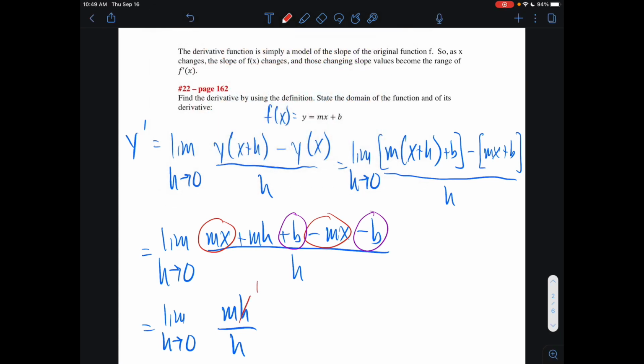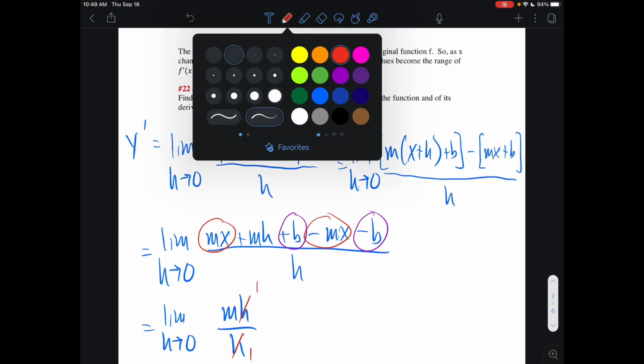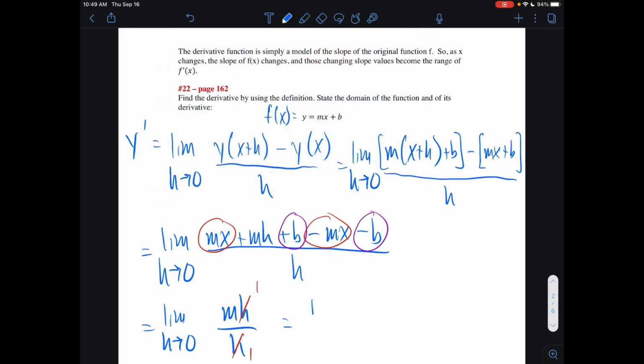Just like we saw in examples in 2.7, we get cancellation of the h's. I didn't have to factor this time. But what I end up with is the limit as h approaches 0 of just a constant m that doesn't have anything to do with h. So one of our limit laws was that this just gives us the constant.